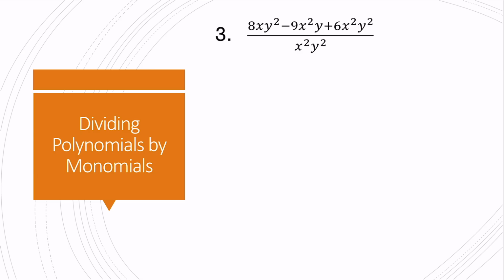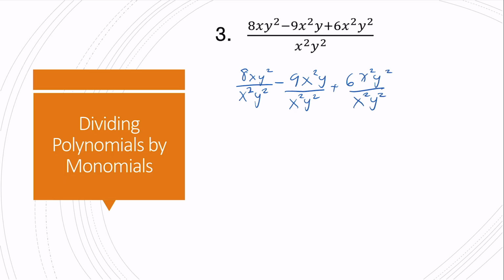Our last example of dividing by a monomial has not one, but two variables. I still am going to follow the same rules where I pull this apart into fractions, and then I simplify each term using our exponent rules. So I'm going to have 8xy squared over x squared y squared minus 9x squared y over x squared y squared plus 6x squared y squared over x squared y squared.